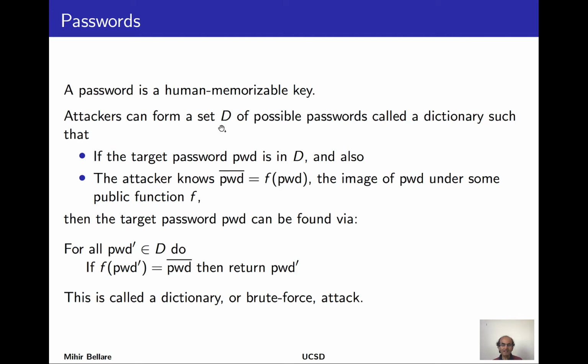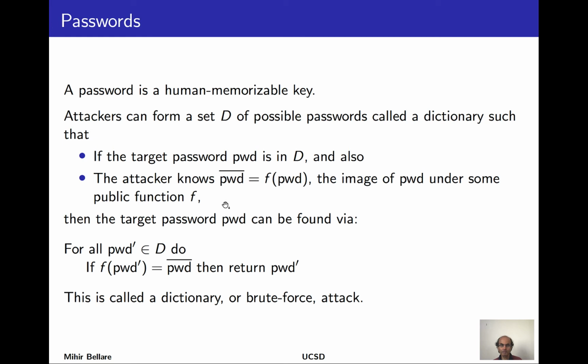Now, the attacker calls that a dictionary, and through that may have a means to recover your password. Suppose you picked a password in this dictionary. That alone doesn't allow the adversary to recover it because it doesn't know which one in the dictionary it is a priori. But suppose that for some reason there's a certain public function f whose result on your target password is actually available to the adversary. And we'll see many ways that might happen, but at the moment it's an assumption.